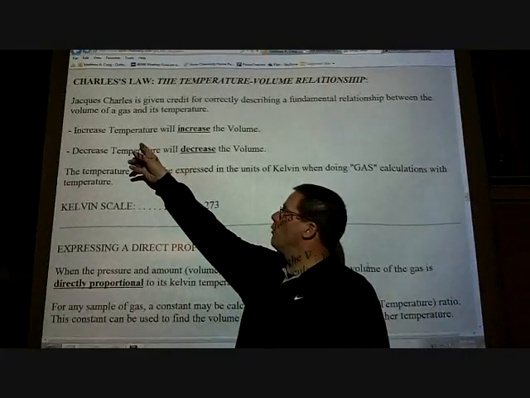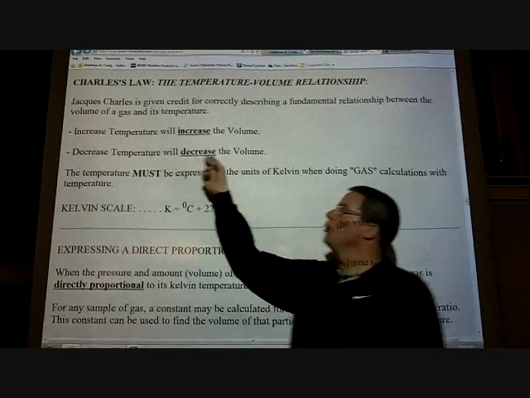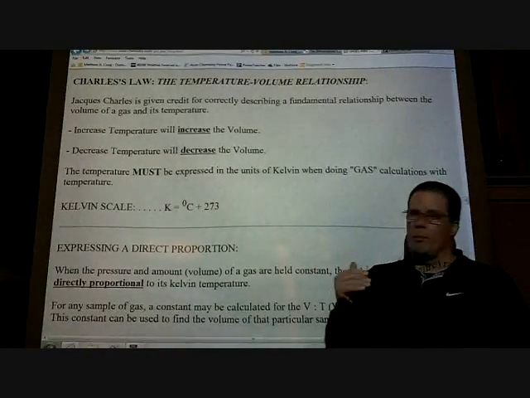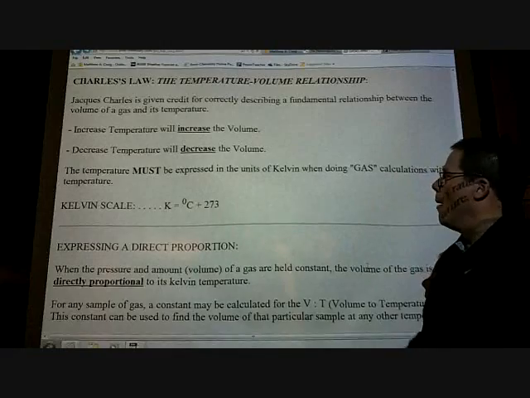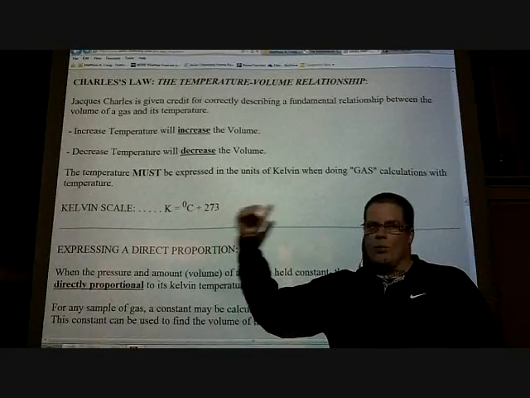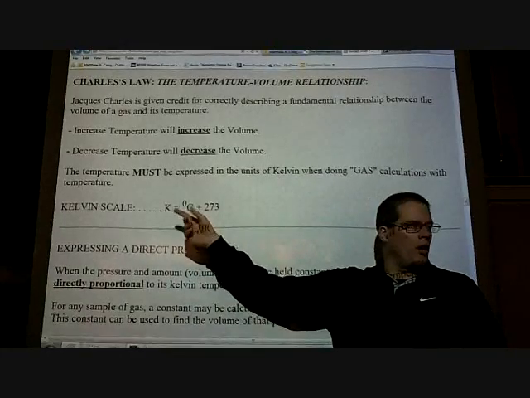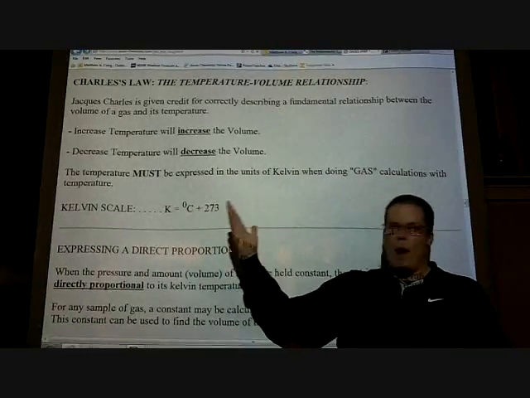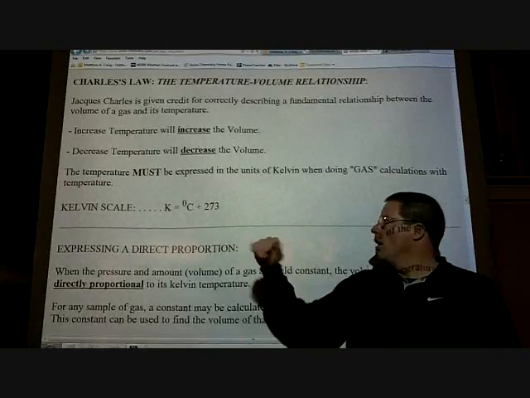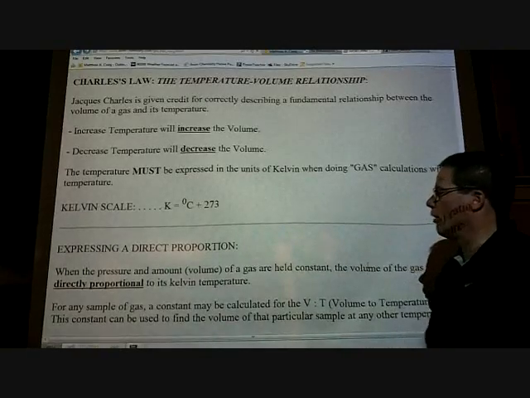But generally speaking, as we increase the temperature, we'll increase the volume. As we decrease the temperature, we'll decrease the volume. And that's directly proportional. Also, with this, we have to use the Kelvin scale, because again, we can't have what's called a negative volume. So with the Kelvin scale, that gives us the opportunity to only have positive values. Because Kelvin starts where? Zero. At zero and only goes up.